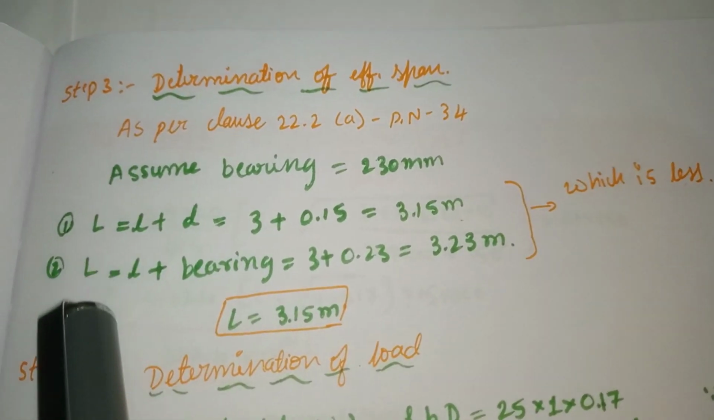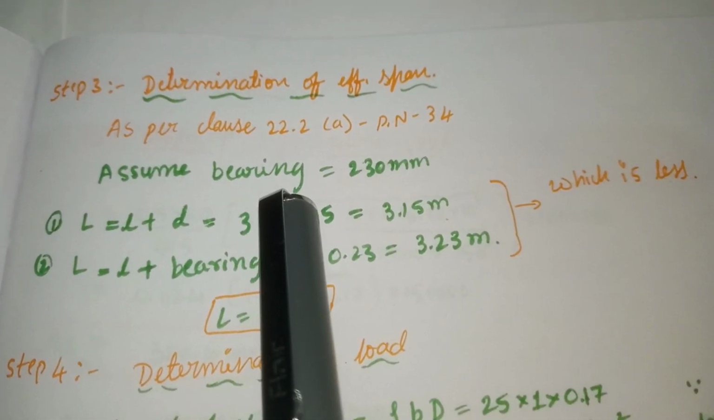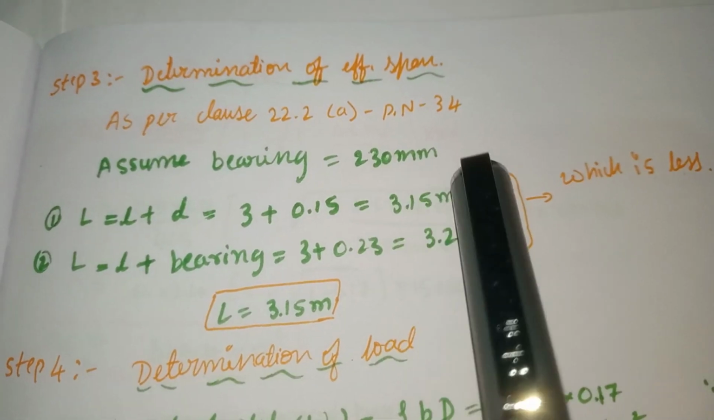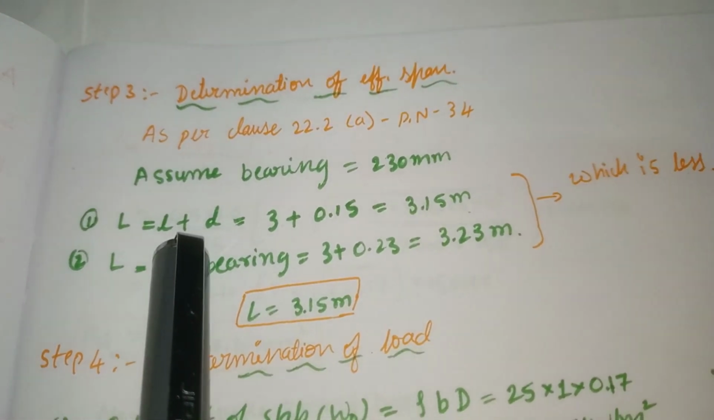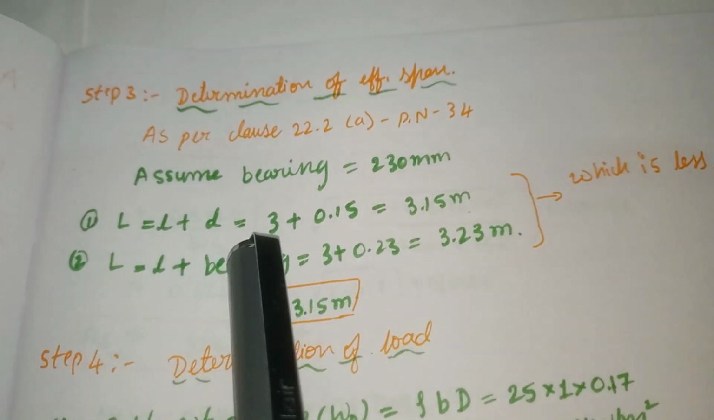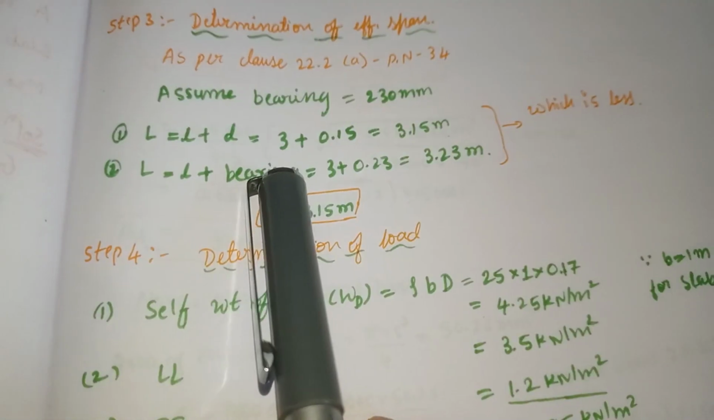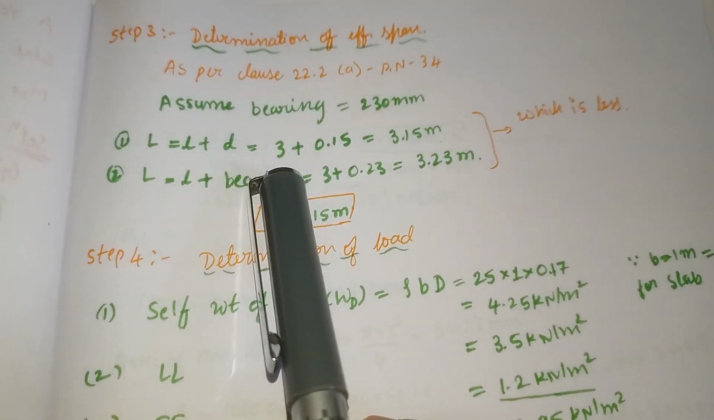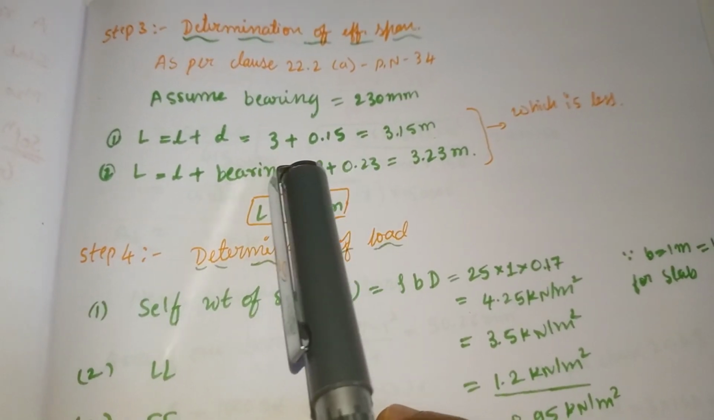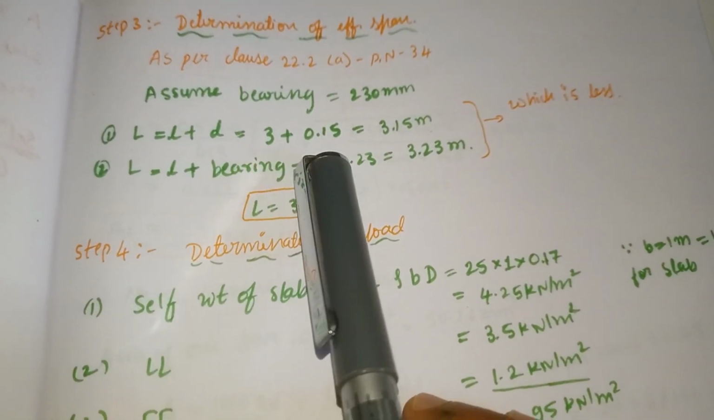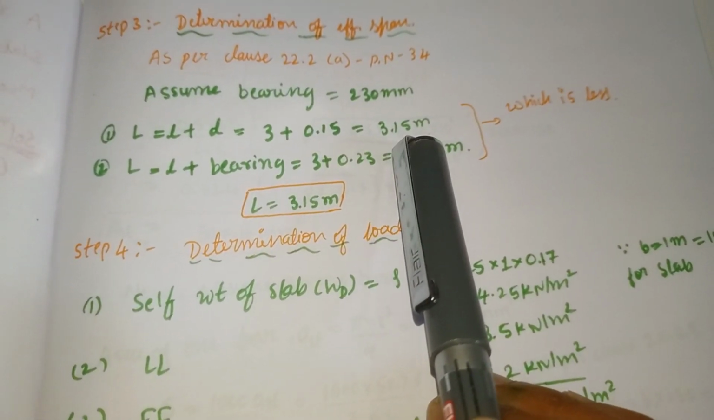For calculation of the effective span we need to assume the bearing. So I am taking the bearing or wall thickness as 230 mm. One criterion they have said is clear span plus effective depth. The clear span they gave is 3 meter, and D we got was 150 mm, that is nothing but 0.15 meter. Substituting all the values and simplifying, we get the L value as 3.15 meter.